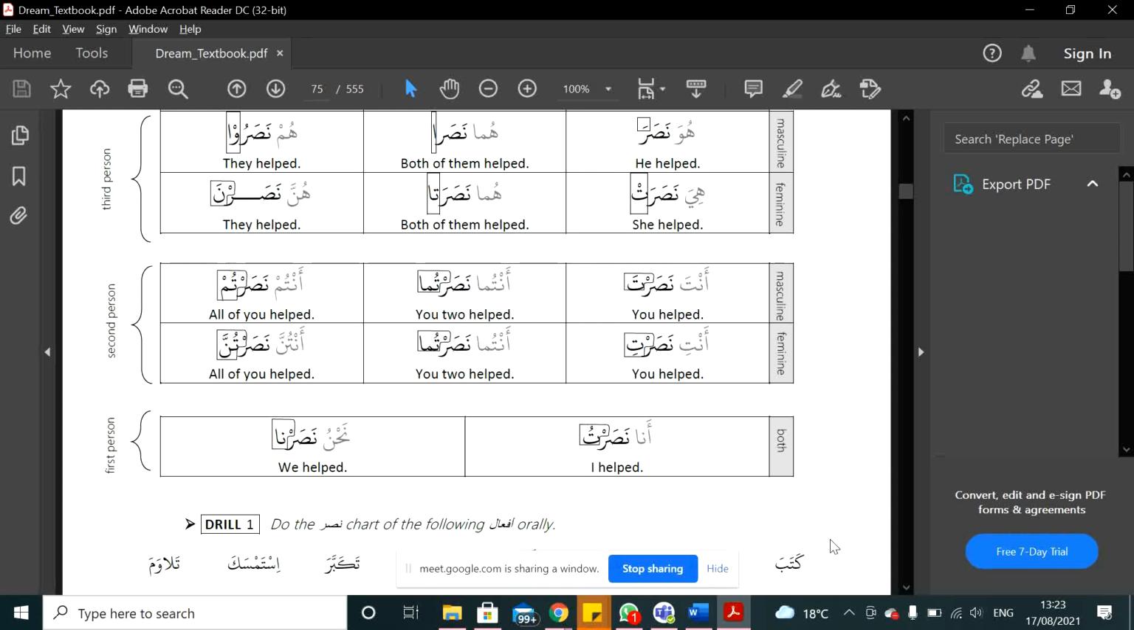Antuma takabbartuma. You two felt proud. Antum takabbartum. All of you felt proud. Anti takabbarti. You felt proud. Antuma takabbartuma. You two felt proud. Antunna takabbartunna. All of you felt proud. Very good. Ana takabbartu. I felt proud, and nahnu takabbarna is we felt proud. Okay, very well done.